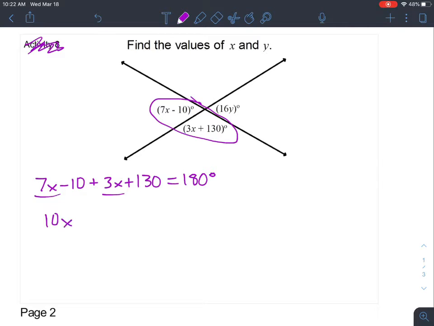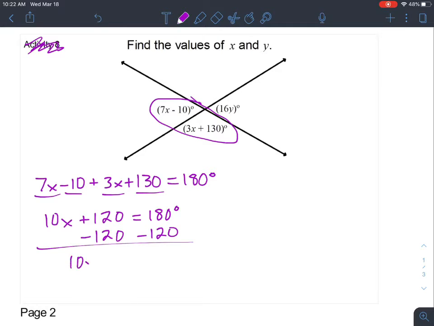Then we are going to combine our like terms, so 7x and 3x will make 10x. Minus 10 plus 130, that is going to become plus 120. And that's going to be equal to 180 degrees. Now we just need to subtract 120 from both sides, and then we will divide by 10. And that's going to leave us with x equals 6.